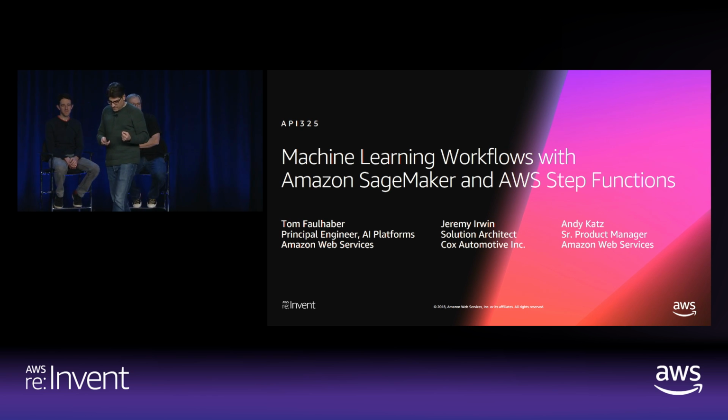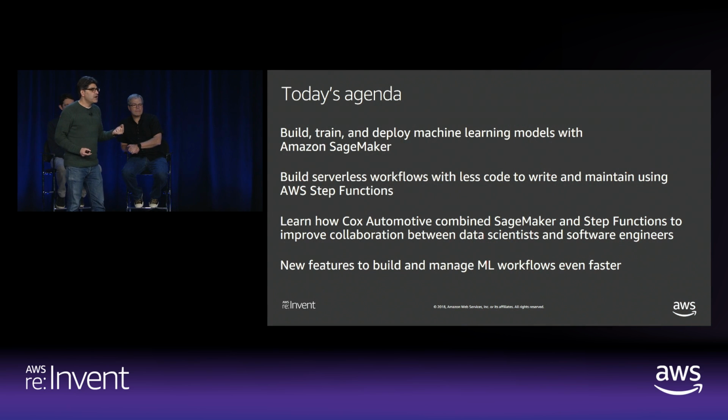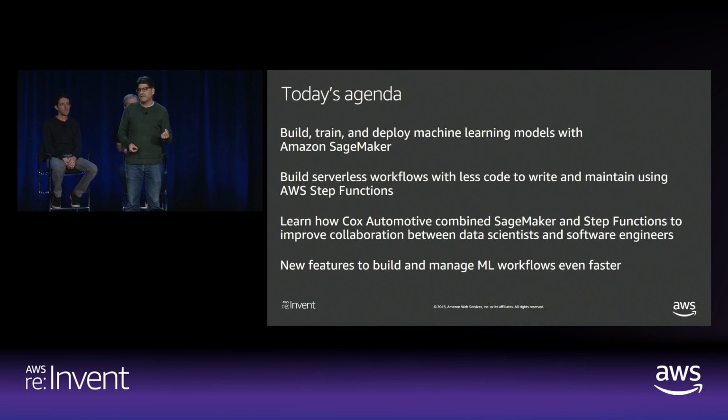So today we're going to talk about four things. First, how you can build, train, and deploy machine learning models with Amazon SageMaker, a service that's really built for everyday data scientists and developers. Then we'll talk about building serverless workflows with less code to write and maintain using AWS Step Functions.